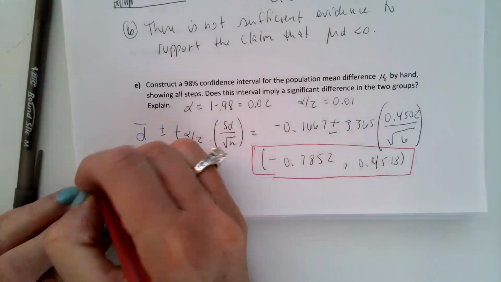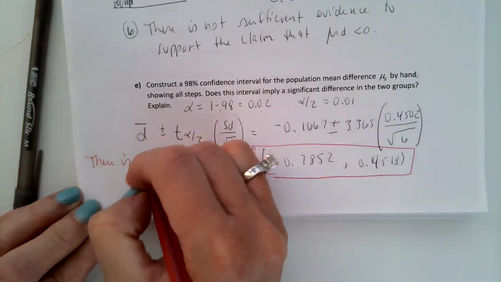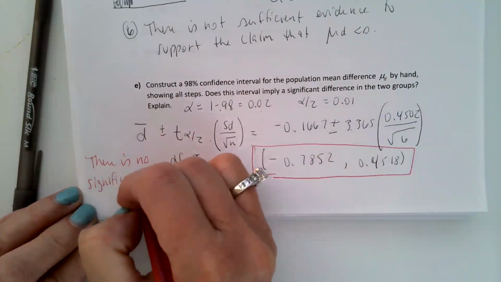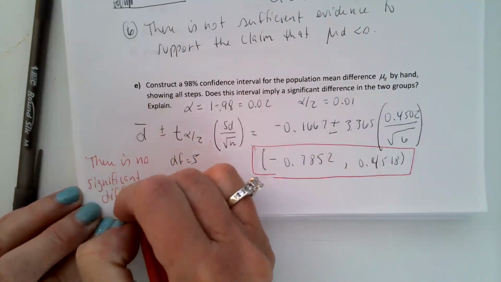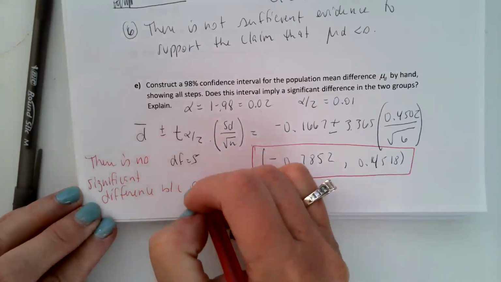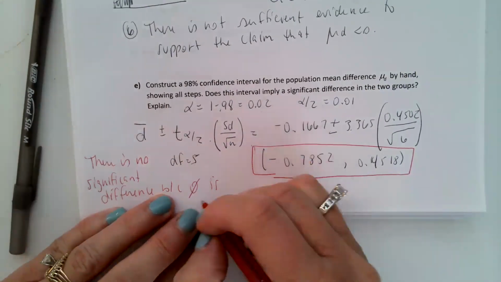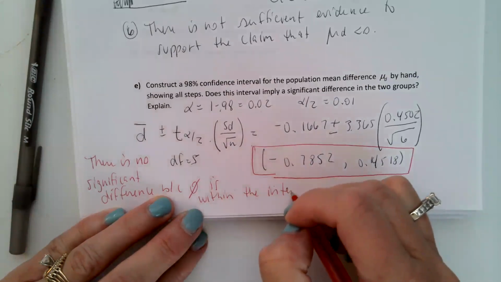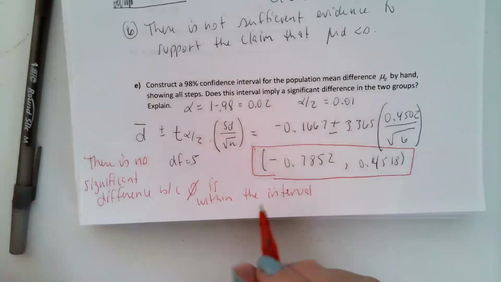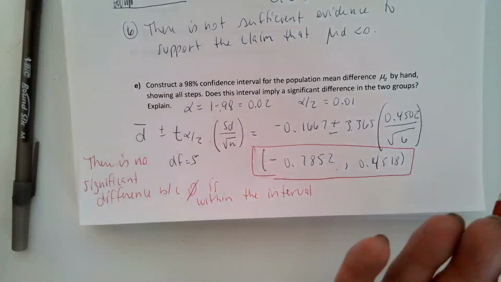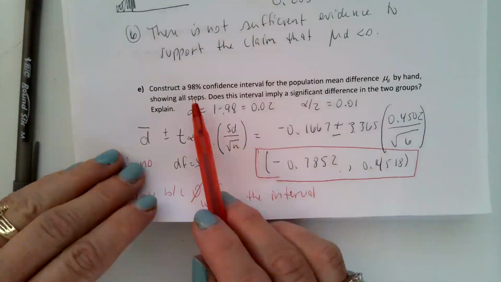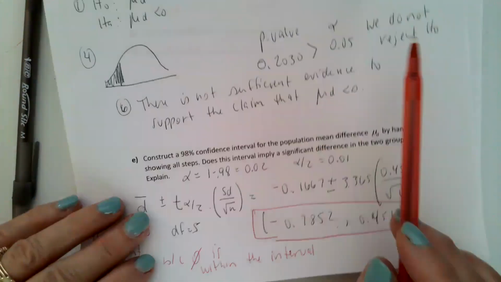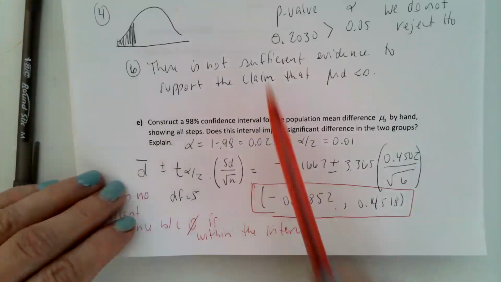So there is no significant difference because 0 is within the interval. Okay, if 0 is in the interval, then you can't say that there's a difference between them. And that matches, even though we're doing a different confidence interval, 98%, and up here would have been a 95%, they did not reject either. So essentially, they're giving us the same report.